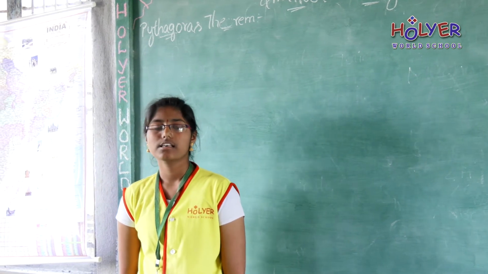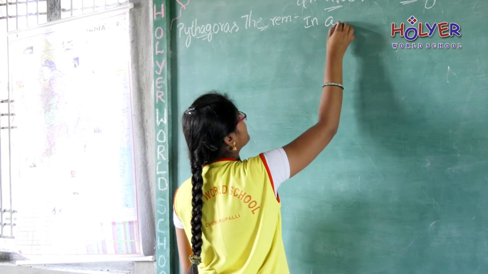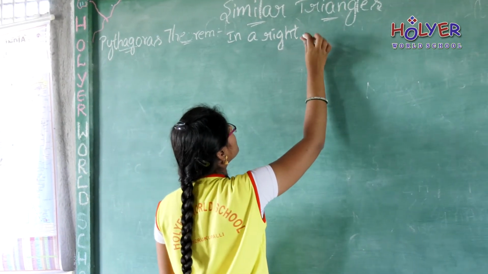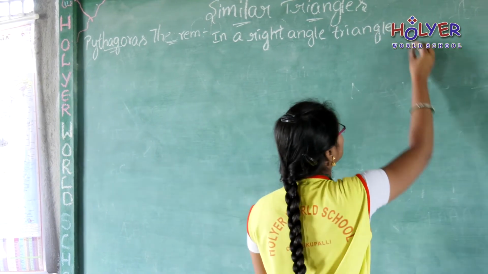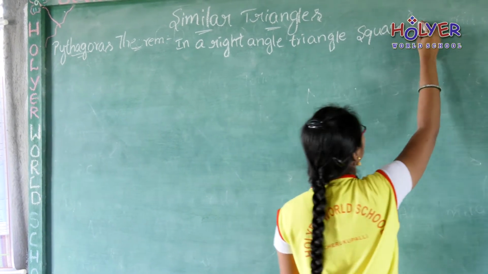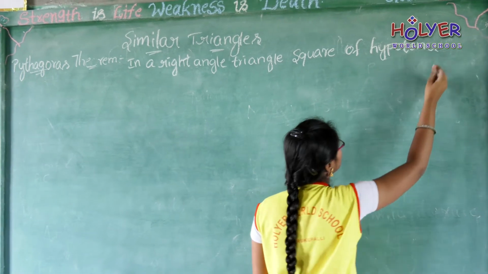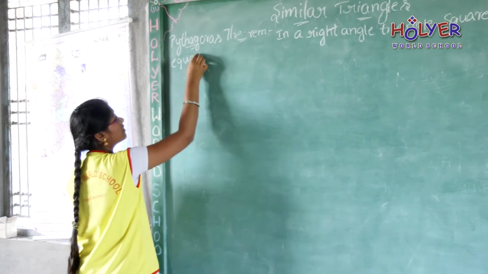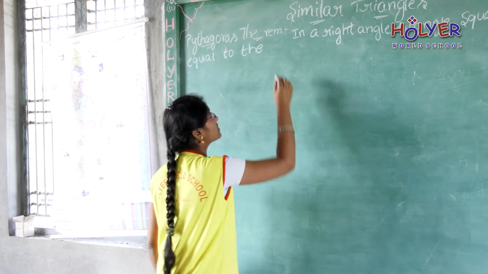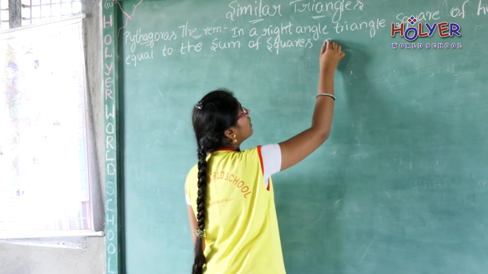The statement of the Pythagoras theorem: in a right angle triangle, the square of the hypotenuse is equal to the sum of squares of the other two sides.